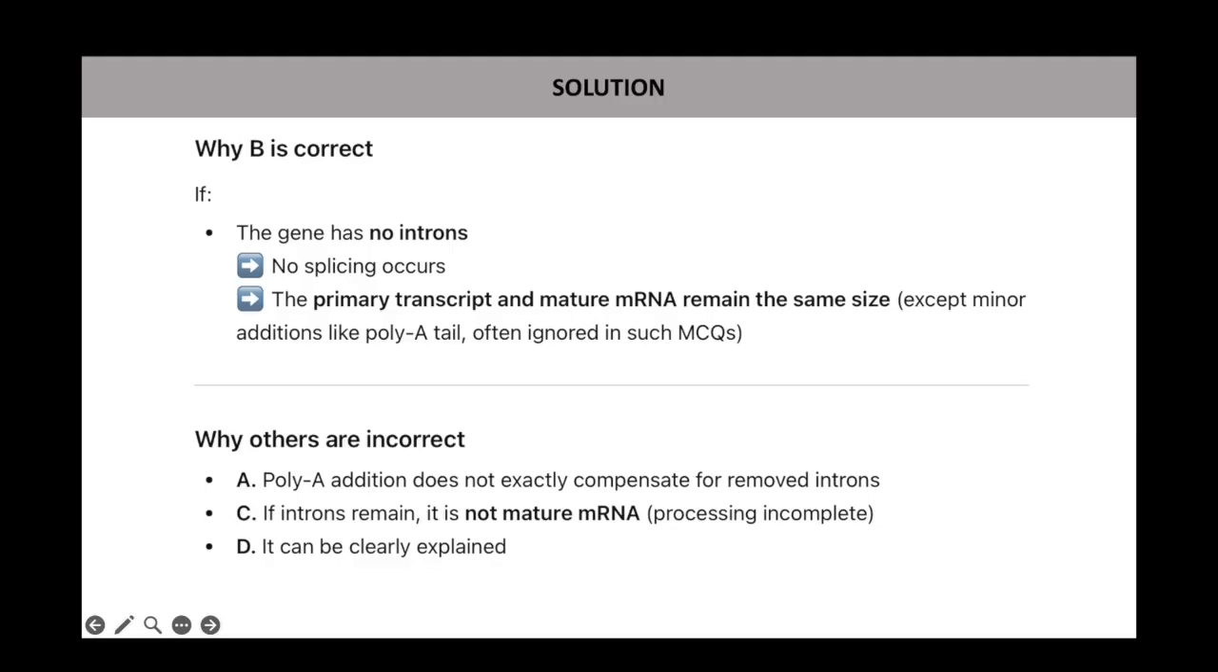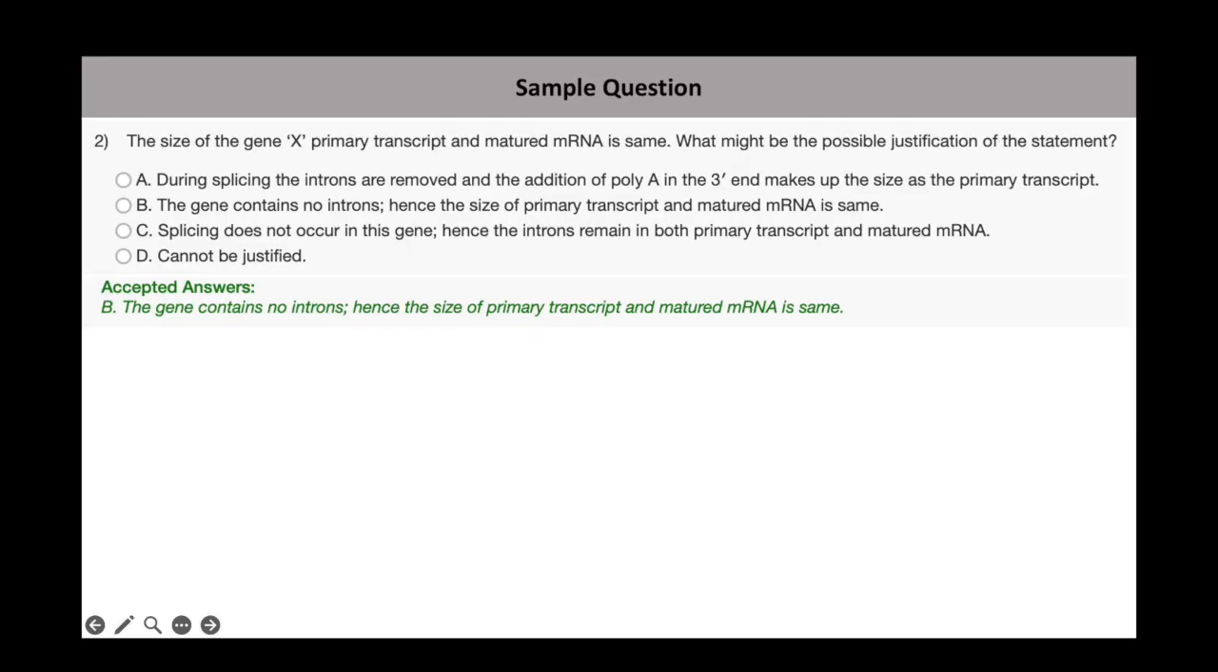Of course, that is wrong because it can be justified. The justification is that there were no intron sequences in the primary transcript, and therefore, when it gets converted into mature RNA, there was nothing to cut out, and that is why the size of the primary transcript and the mature mRNA is the same. Okay, I hope this was clear.